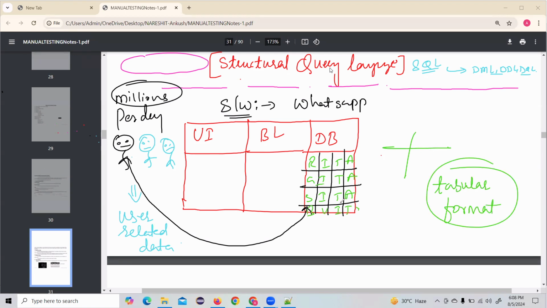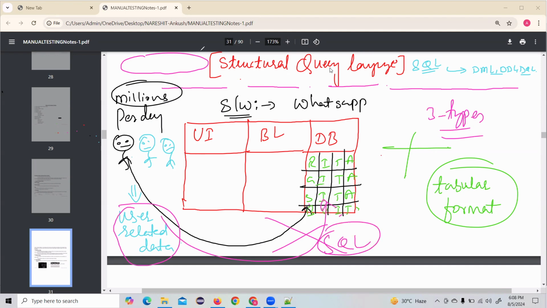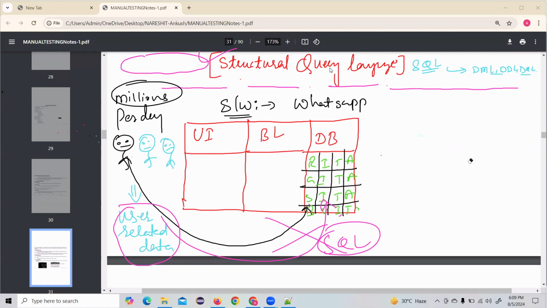Understanding? Is it clear? So under database testing we can check whether this user related data is getting stored in the database or not. We will have three types. Which language can we use for this? Structured Query Language. Did you understand? So can I write the definition with your permission here? What is the definition? Speak out. What is the definition?